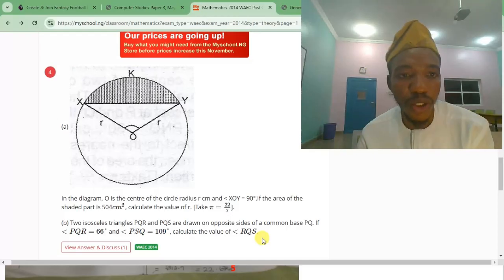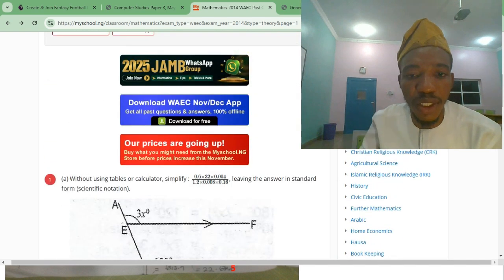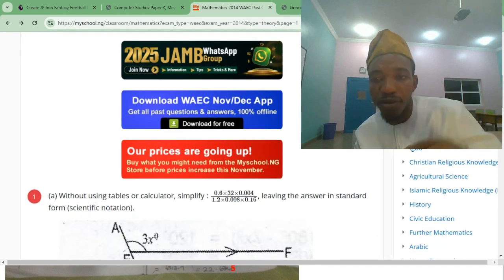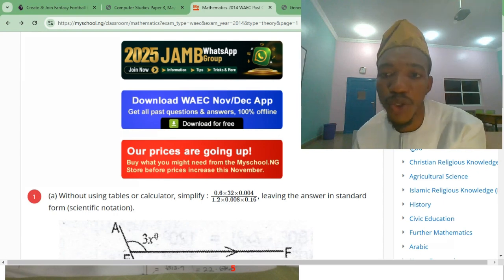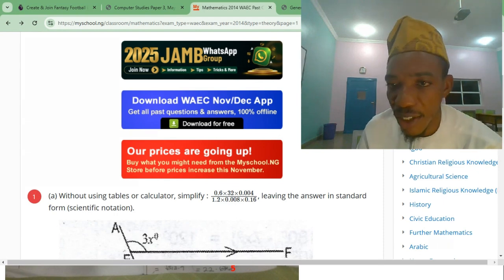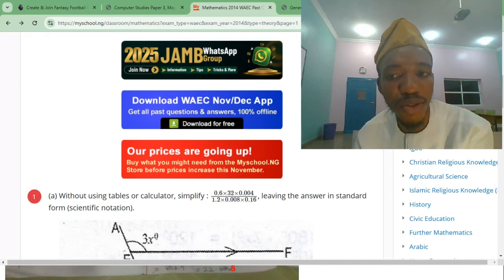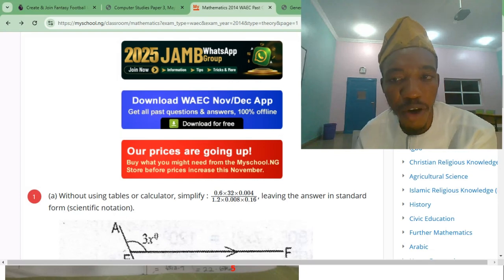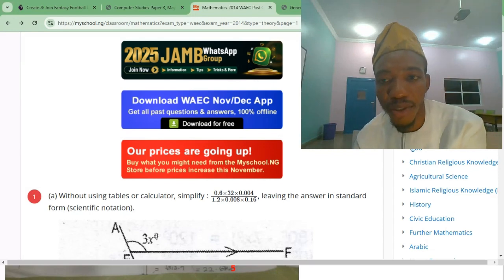Question number one was on, you're supposed to do this, leaving your answer in standard form. You're not expected to use a calculator. Naturally, I would still suggest that you use a calculator to know where the final answer is supposed to be, so that you'll be able to solve. What you do is convert it to fractions, so 0.6 becomes 6/10 times 32, then this one becomes 4/1000. That is basically what you're going to do, and it will be easier for you. But then you should press a calculator to know what the answer is supposed to be.